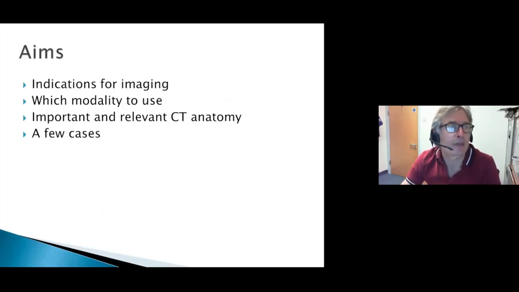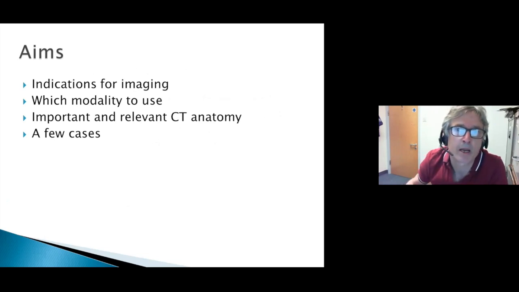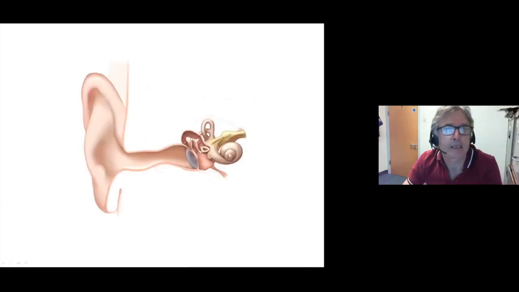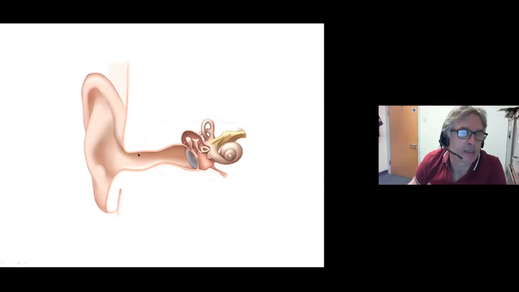So the aim of the talk really is to talk about some of the indications for imaging, which modality to use and when, and look at the important and relevant CT anatomy. And then we're going to finish with a few cases by way of a quiz. It's a fantastic bit of anatomy to get to grips with, and part of its fascination is that it's so small, yet we can image it beautifully.